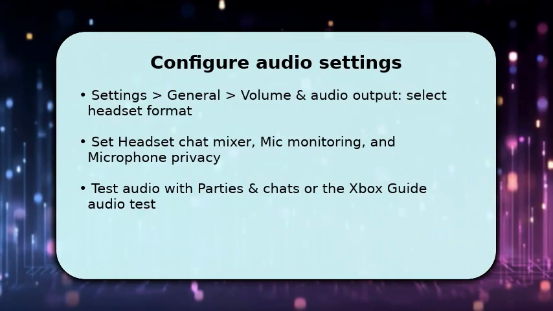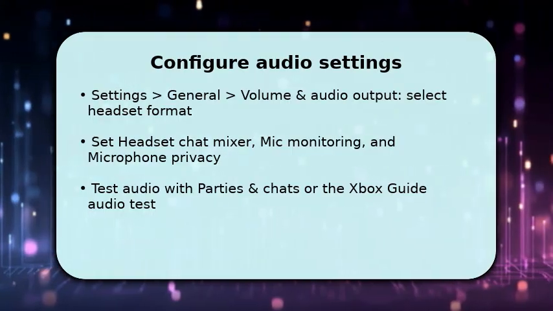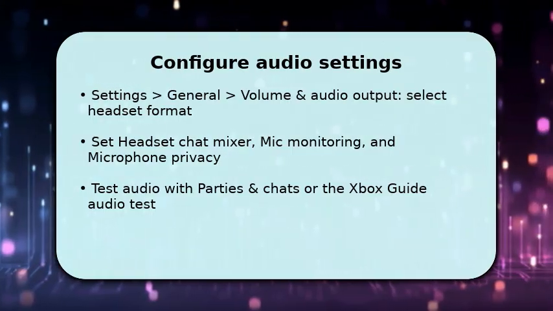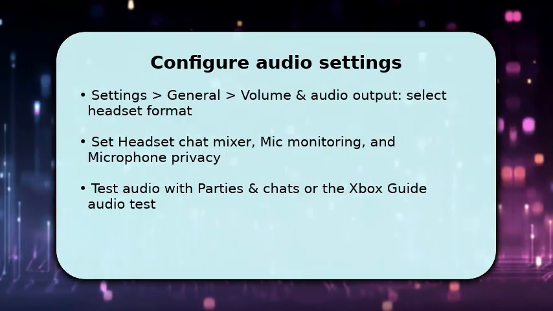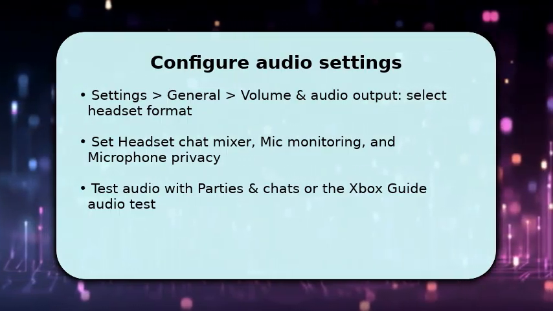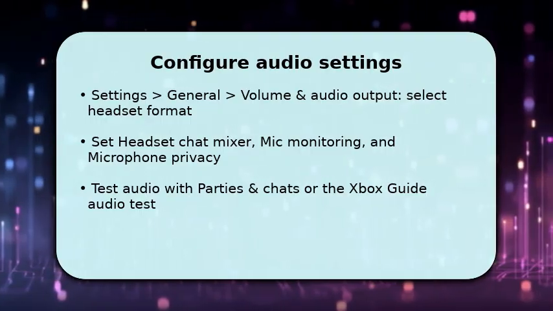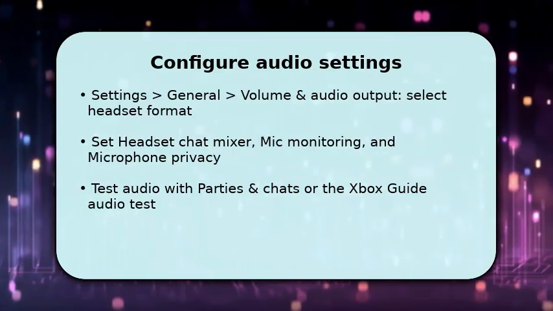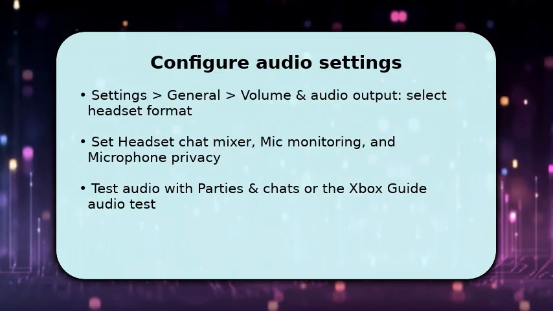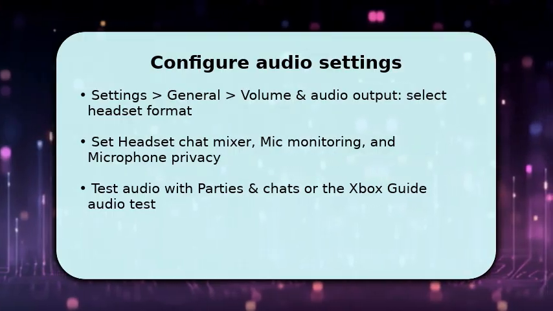Next, configure audio routing so sound goes where you expect. Go to Settings, then General, then Volume and Audio Output, and pick the correct headset format: stereo uncompressed for most USB headsets, or Windows Sonic/DTS if supported. Once selected, adjust the headset chat mixer to balance game versus chat audio and enable mic monitoring if you need playback of your own voice.